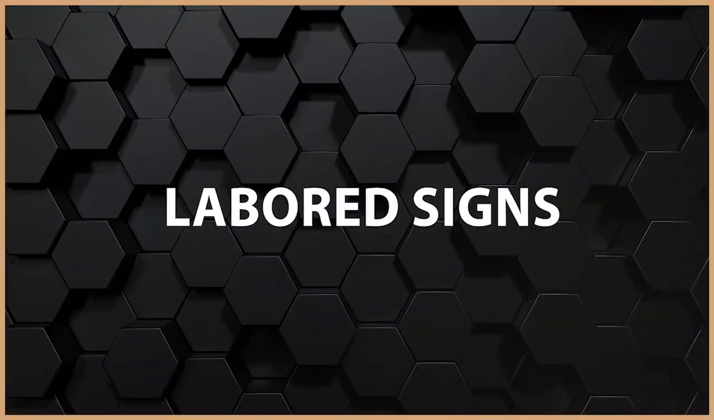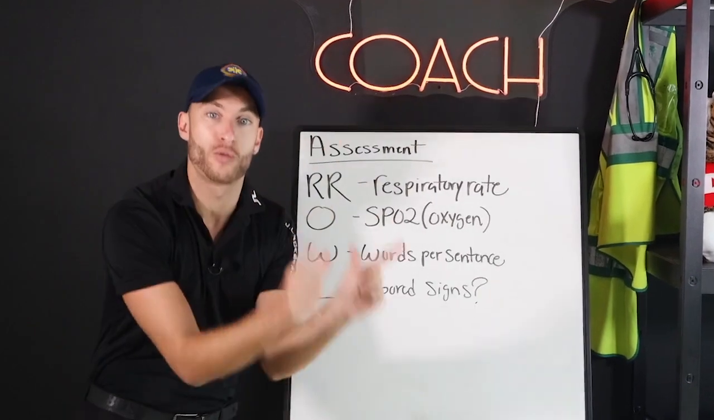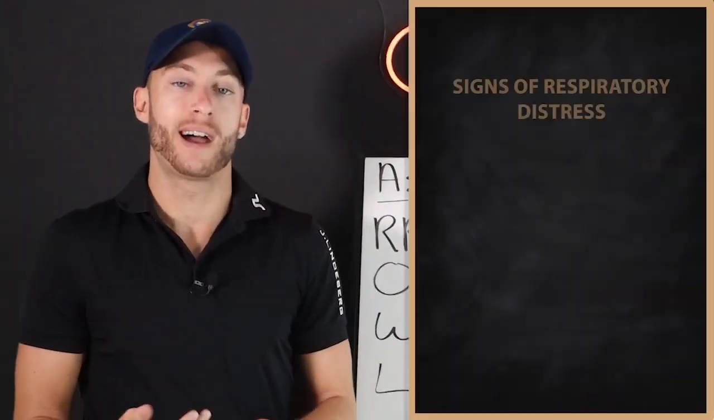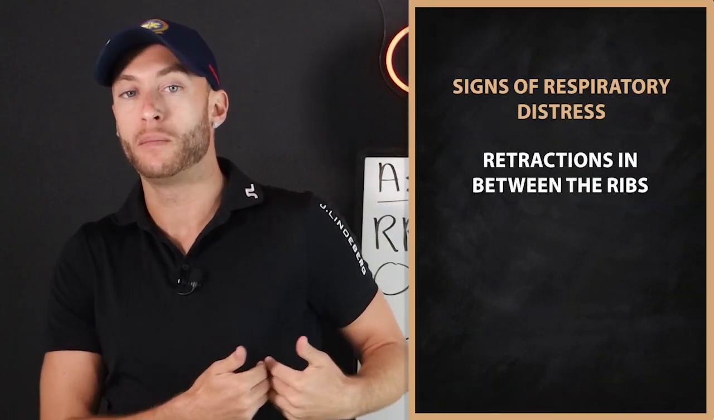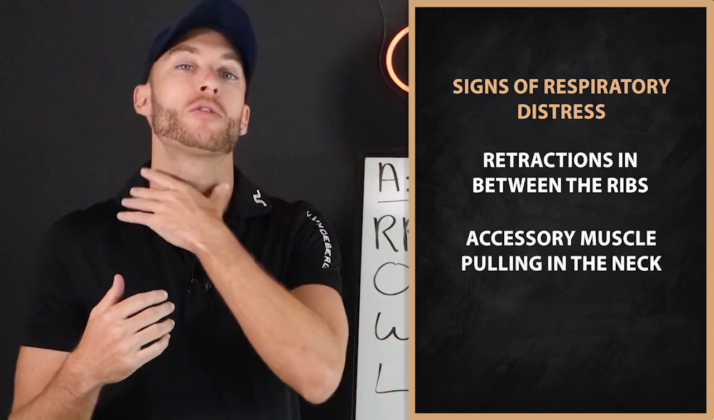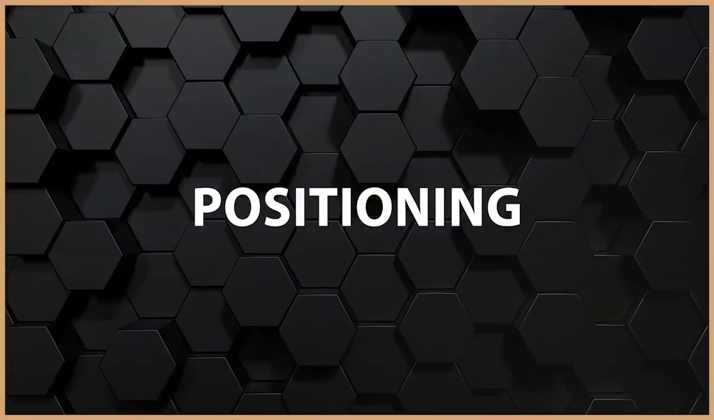Labored signs. So, do we see signs of respiratory distress? That's what we're looking for. So, respiratory distress signs would be retractions in between the ribs. Could be accessory muscle use, pulling in the neck, right? Those are two I always think of.